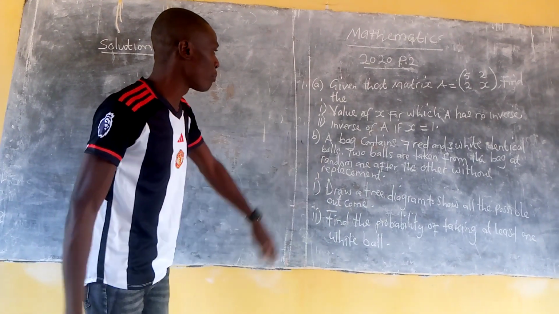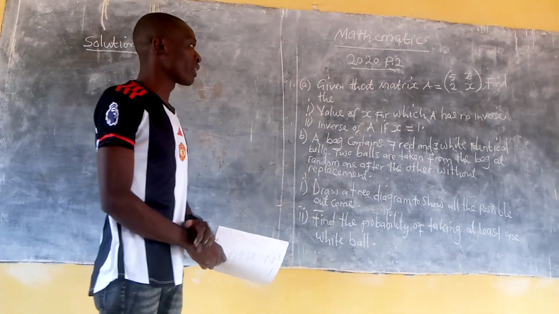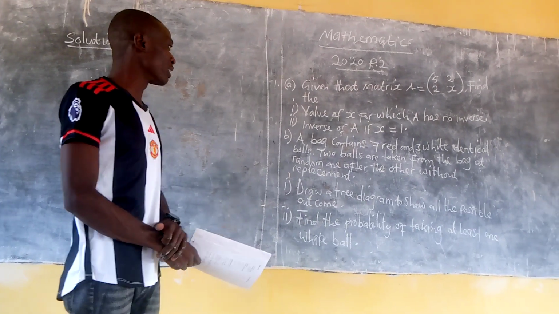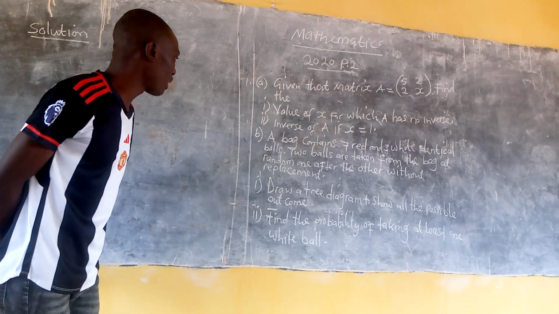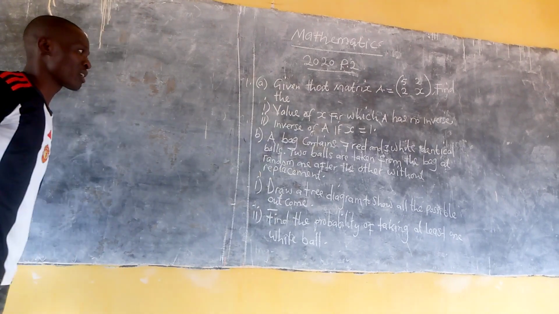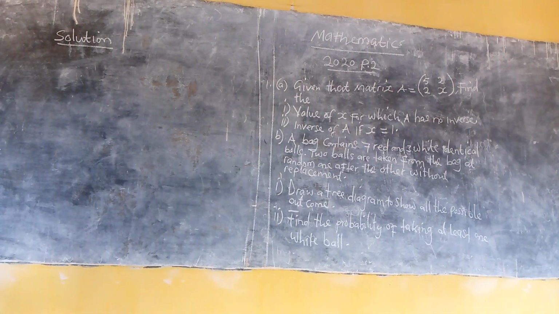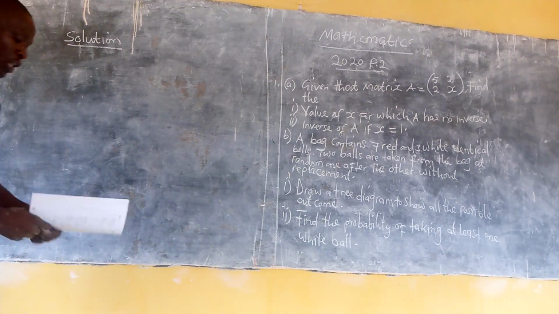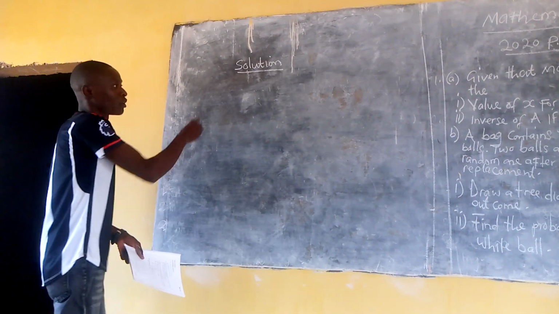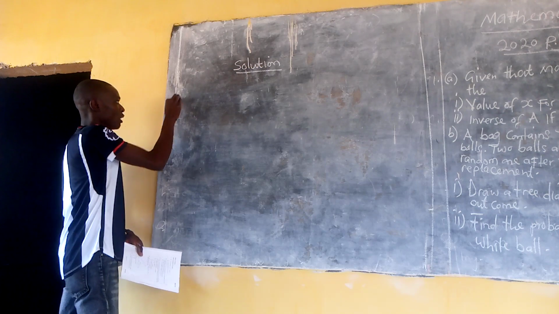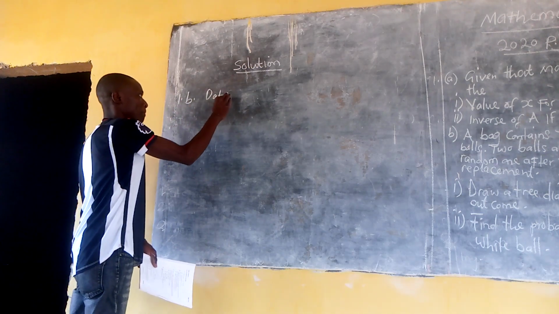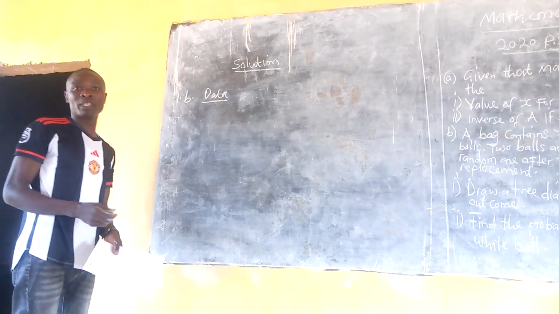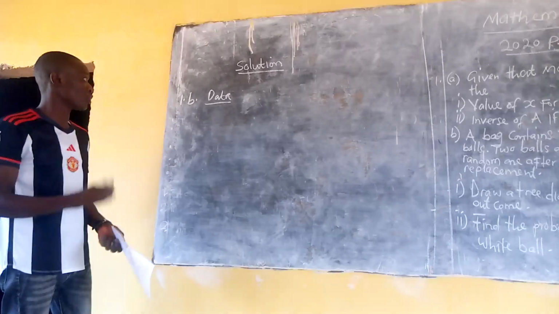The second question, the same question, which is B, it's under probability. The question is saying a bag contains 7 red and 3 white identical balls. 2 balls are taken from the bag at random, one after the other, without replacing. So now, here you need to have data. This is question 1B. Data is just the information that you have been given in the question that you need to know.